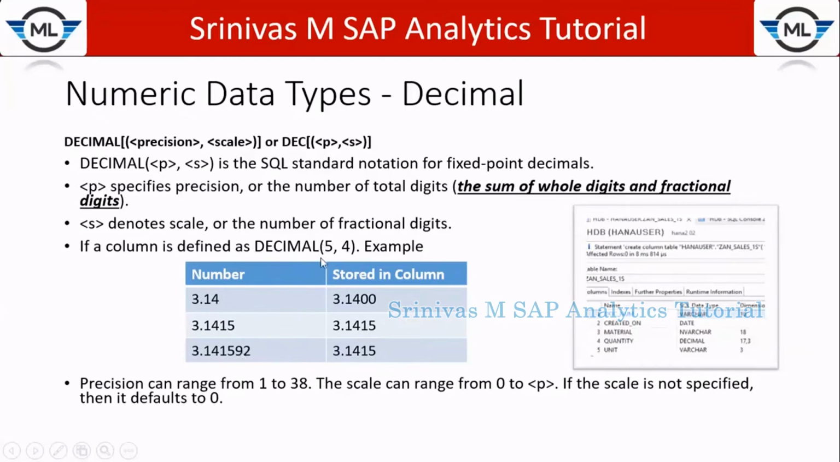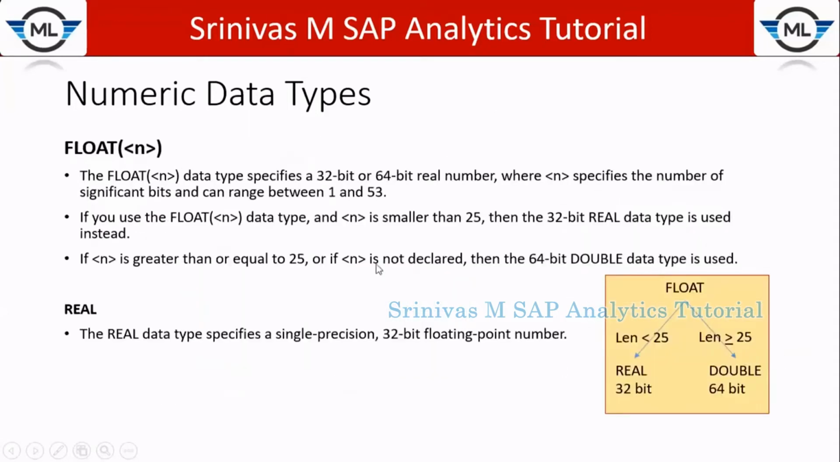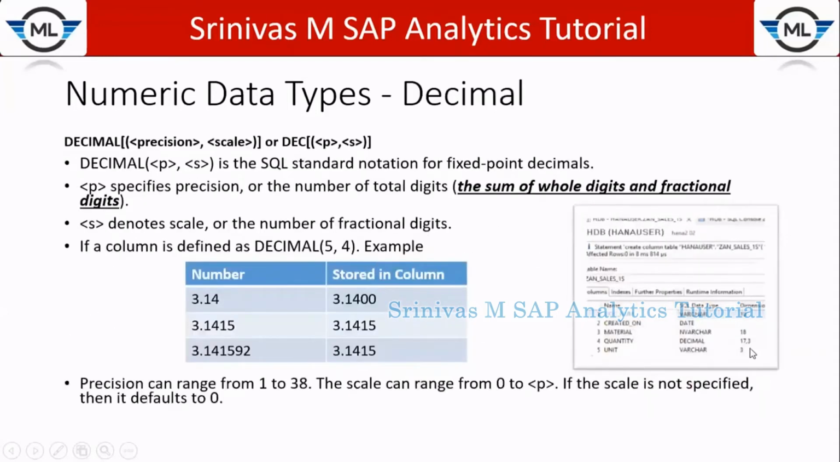And always remember, for example in this screenshot I gave decimal 17 comma 3. It means the total number of digits I can store in this quantity is max 17. Out of it, 3 places it will take for decimals, and the remaining 14 I can use for the whole number. Okay, very important. It is the same in ABAP also.